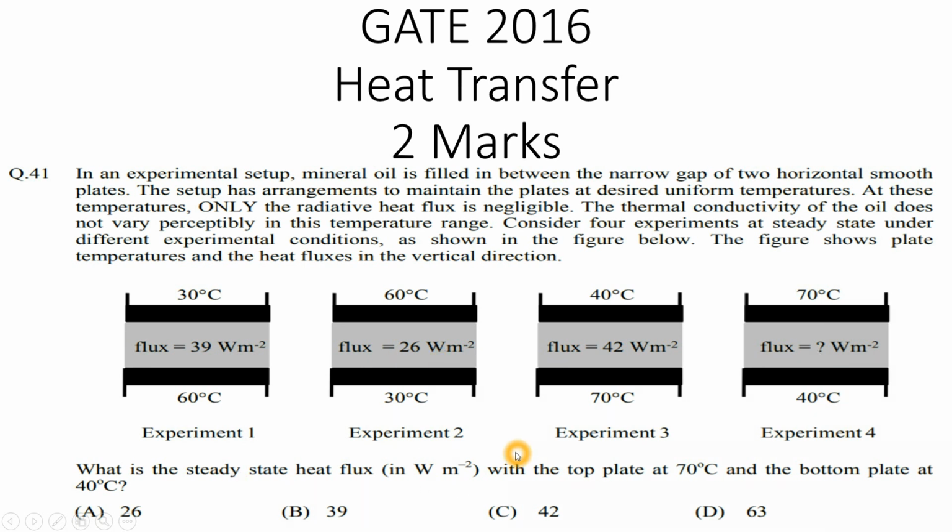There is only the concept of convection, right? If the lower plate is at higher temperature, then there will be convection. If convection plus conduction is there, that means the heat transfer coefficient will be higher. So from this, option A is correct. Option A is correct.